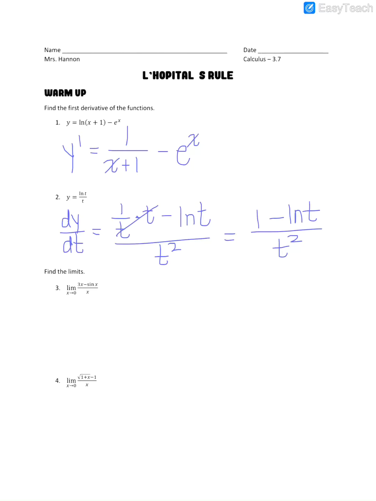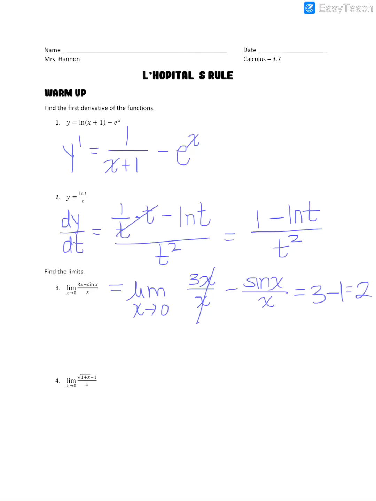Okay, on number 3, finding the limit. If you try to plug in a 0, you end up with 0 over 0. So that's no good. But hopefully you noticed that you can split this as 3x over x minus sine x over x. And remember that the limit as x goes to 0 of sine x over x is 1. So this becomes, with the x's canceling, 3 minus 1, which is 2.